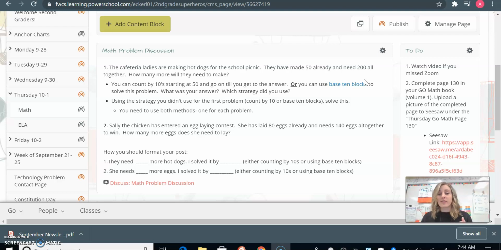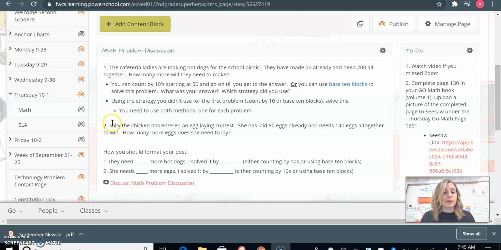Then, whatever strategy you picked, so if you decided to skip count by tens, then for this next problem, you need to use the base 10 blocks. If you use the base 10 blocks for the first problem, then you need to use the skip counting method for the second problem, okay? So you need to make sure you use both methods, one for each problem, okay?